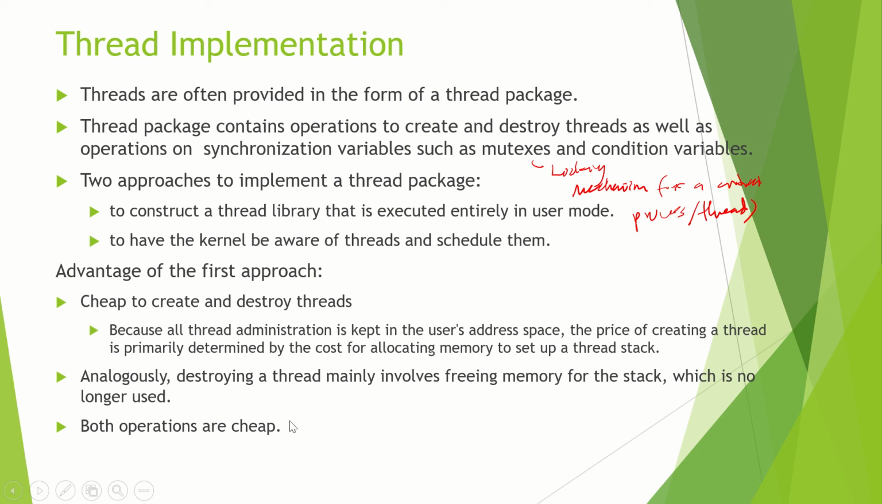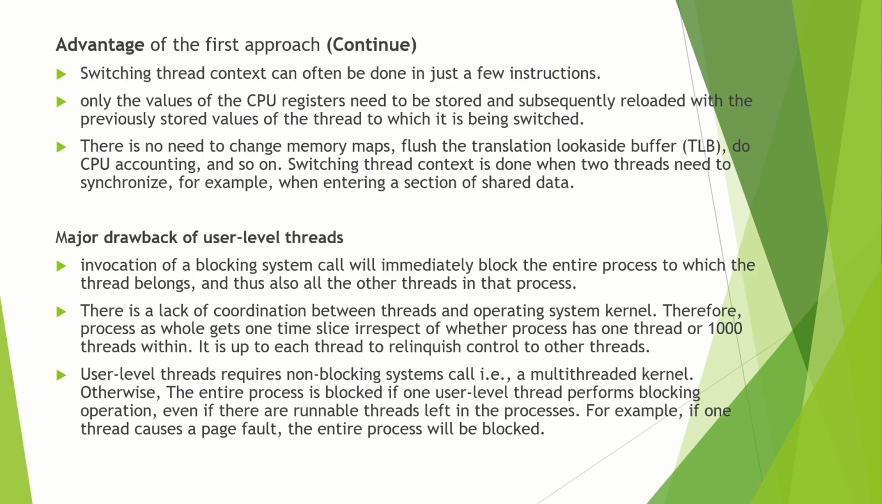Actually, user mode is cheaper. You don't need kernel permission, and it is faster to create and manage a thread. And also the first approach you can run in any OS: Windows, Unix, Macintosh. So switching thread context can often be done in just a few instructions. Only the values of CPU registers need to be stored and subsequently reloaded with the previously stored values of the thread to which it is being switched.